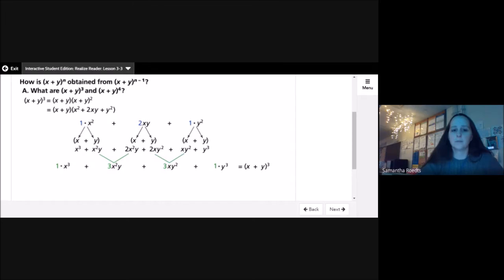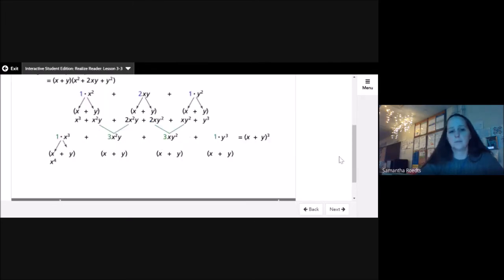To find x plus y to the power of 4, multiply x plus y by each term of the cubic expression. Then combine like terms to find the new simplified polynomial.